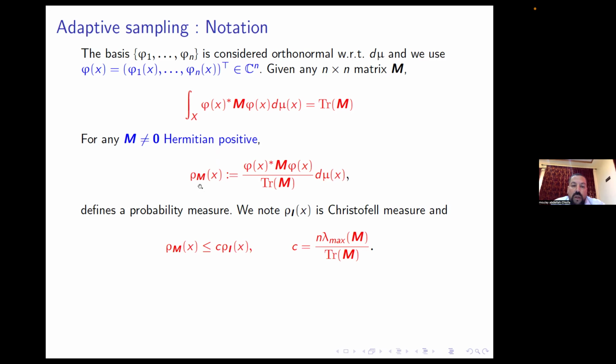And every measure here is dominated by the Christoffel measure up to some multiplicative constant, which can be at most equal to n lambda max of M over trace of M. Why am I reminding this? Because eventually, in our paper, what we do is sampling from the Christoffel measure, but then deciding to accept or reject a sample depending on some criterion at iteration k.